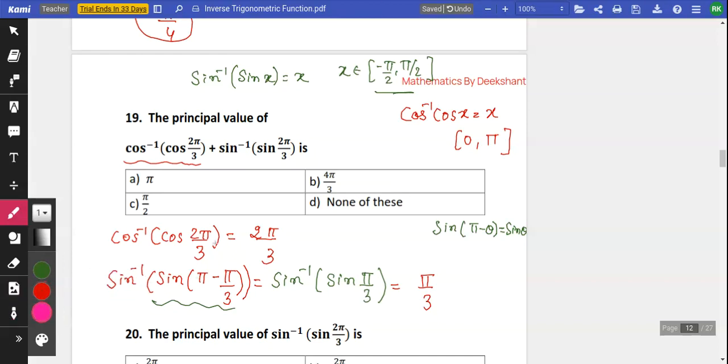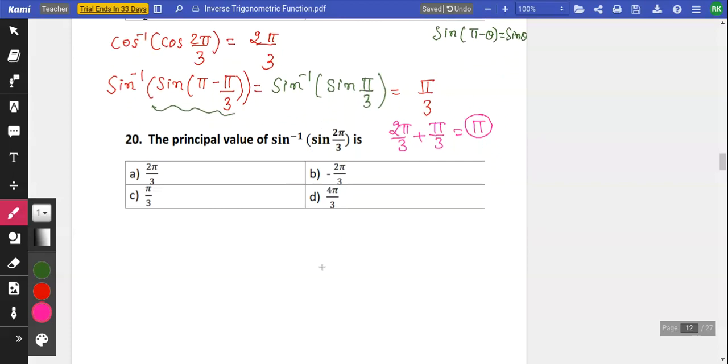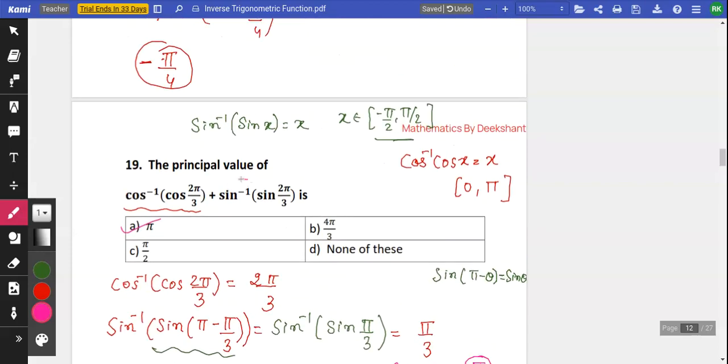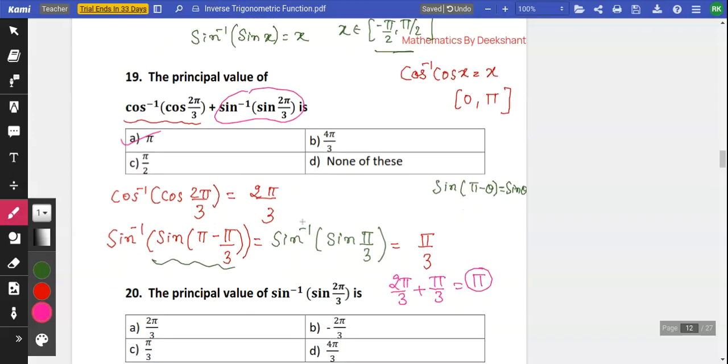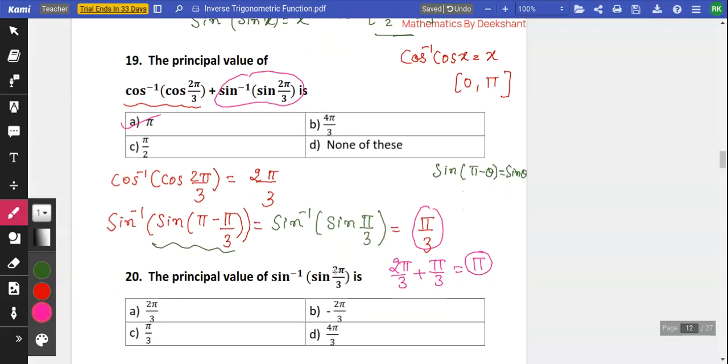Overall answer is 2 pi by 3 plus pi by 3, which is equal to pi. Therefore, the correct answer is option A. In the 20th question, principal value of sine inverse sine 2 pi by 3. Same as the 19th question, sine inverse sine 2 pi by 3 gives pi by 3. So the correct answer of the 20th question is option C, pi by 3.